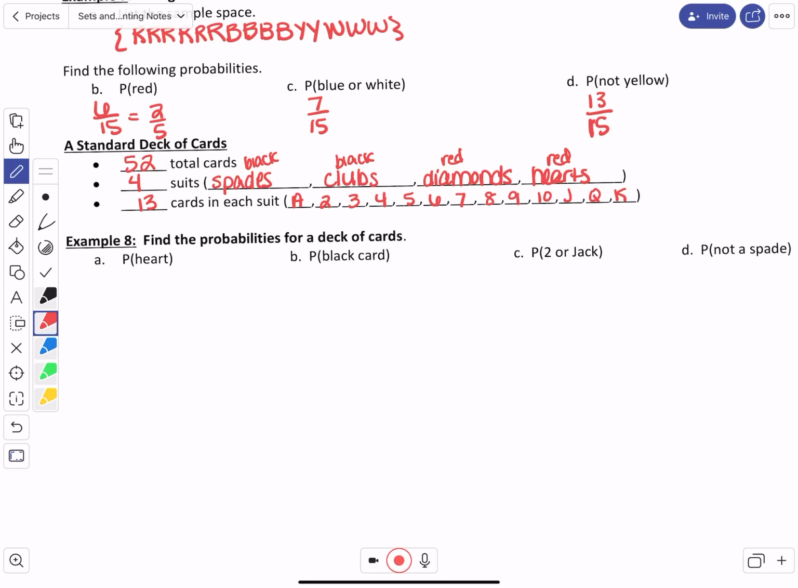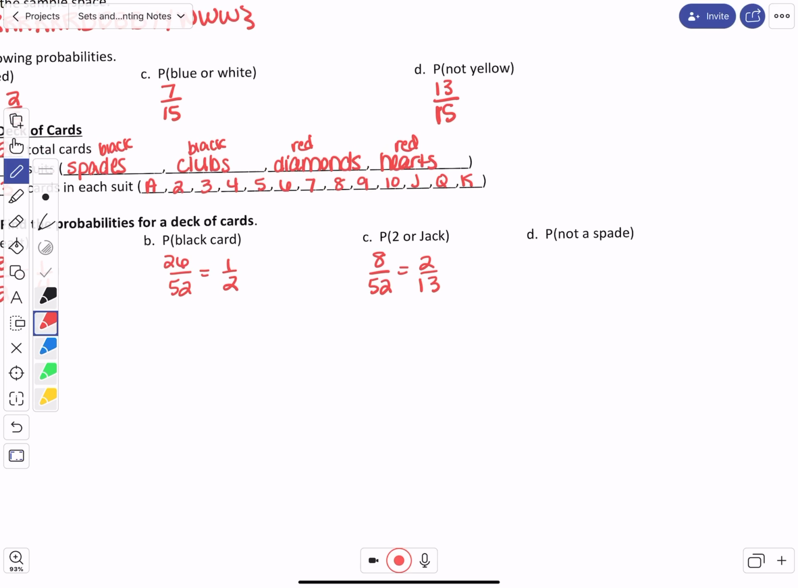Okay, so the probabilities for a deck of cards. So the probability that you would get a heart would be 13 out of 52, which reduces to 1/4. The probability of a black card would be 26 out of 52, which reduces to 1/2. Probability of a 2 or a jack, so you would add up all your 2s or your jacks, which would be 8 out of 52, which would be 2 out of 13. And the probability that you would not get a spade would be 39 out of 52, which would be 3/4.